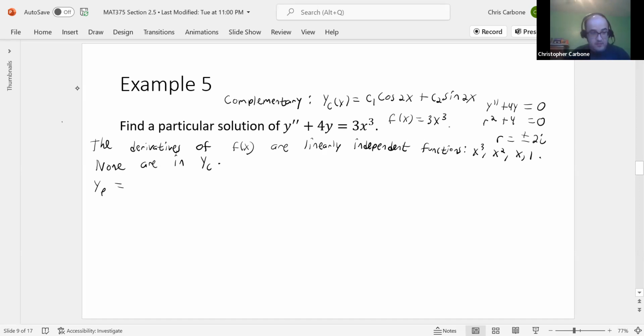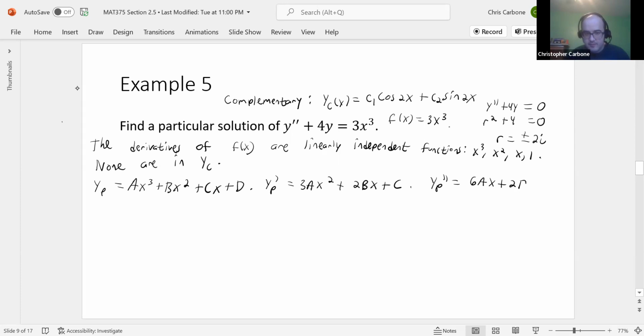y sub p of x. An initial guess of that would be some linear combination of those. a times x cubed plus b times x squared plus c times x plus d. So now we can take the derivative. First derivative of y sub p, 3ax squared plus 2bx plus c. The second derivative of y sub p would be 6ax plus 2b.